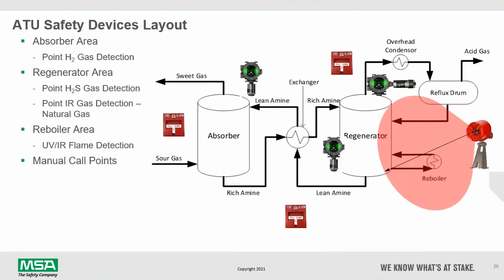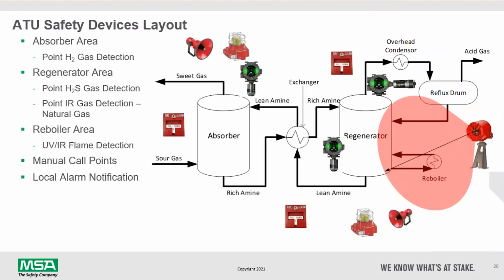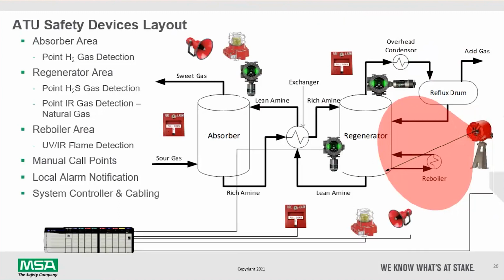And of course, we have our manual pull stations, and these are located where our technicians can easily access them, should they see a fire either in the ATU area or in adjacent space that needs to be annunciated and alarmed to our facility and stakeholders. So manual call points as well as notification devices also need to be installed, again, at key points where people can hear them, both in the process area and the adjacent spaces and areas in our plant.